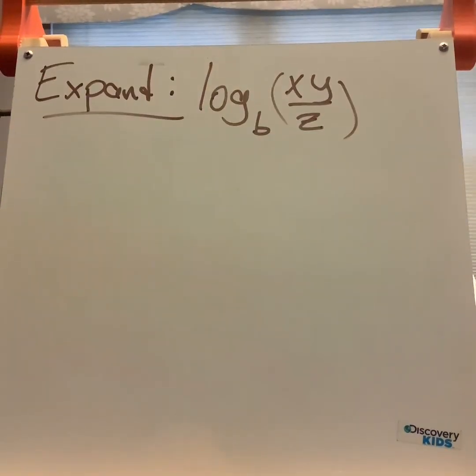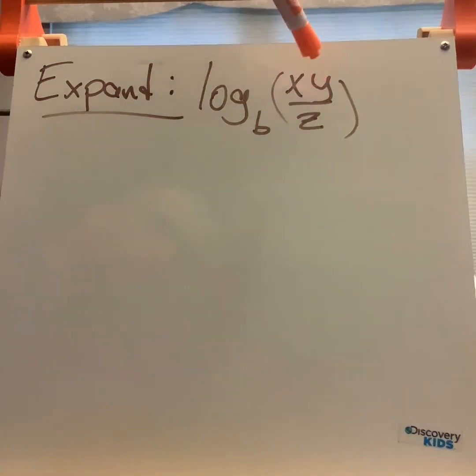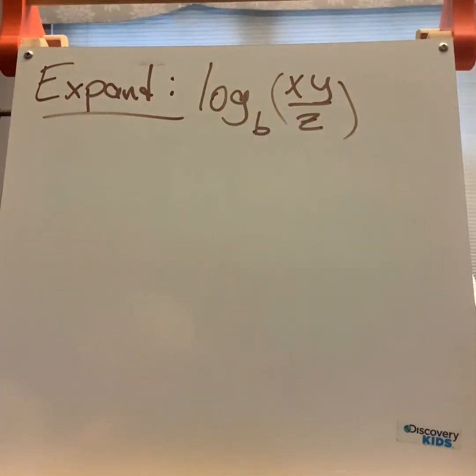What about this next one? This says to expand the log base b of xy divided by z. So first, let's examine what's happening here. We have the log base b of x times y, and both of those are being divided by z.